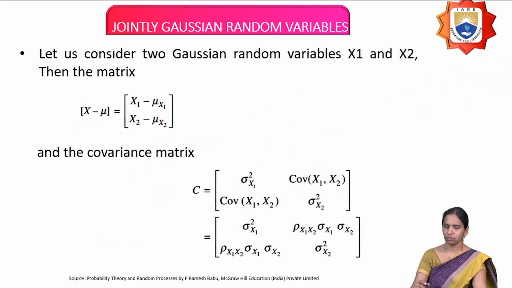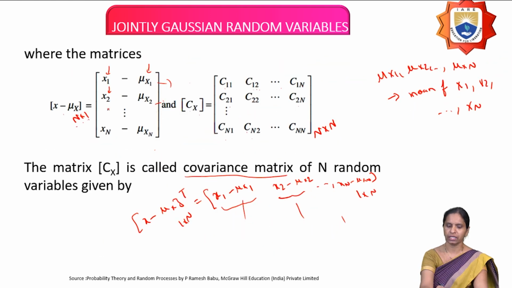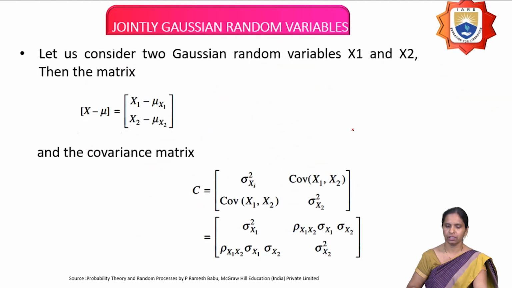Now, we are applying this for two random variables. So, in this matrix, we are taking n equals 2. Then what is the matrix size? 2 cross 1. And what is the transpose matrix size? 1 cross 2. And what is the covariance matrix size? 2 cross 2. Therefore, we are considering two random variables x1 and x2.